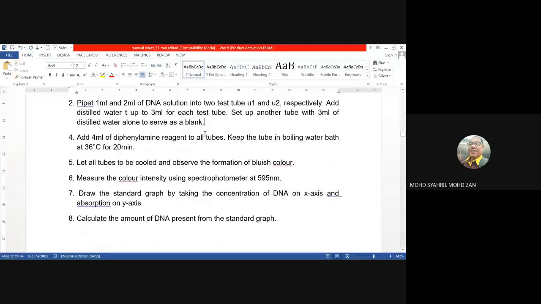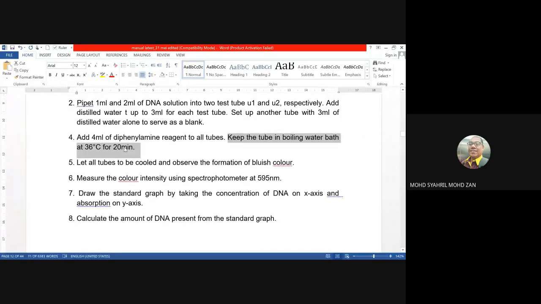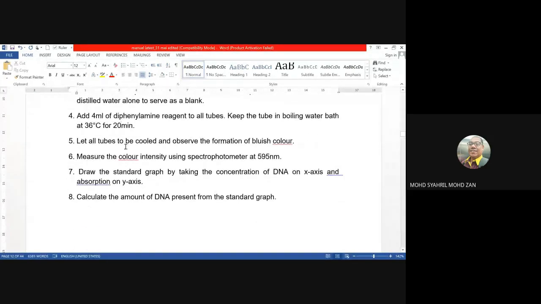So add 4 ml of diphenylamine reagent to all tubes and keep the tubes in a boiling water bath for 20 minutes. So let all tubes cool and observe for the formation of bluish color. And measure the color intensity at the wavelength of 595.